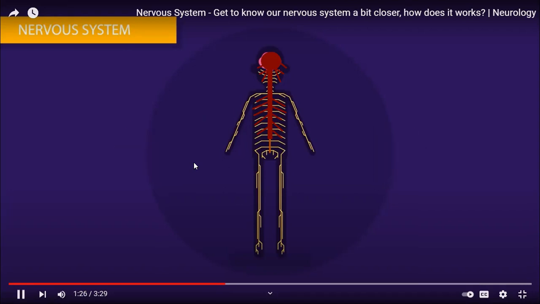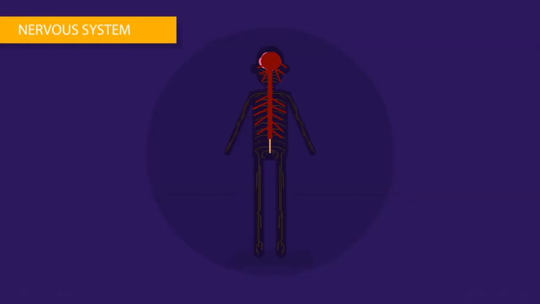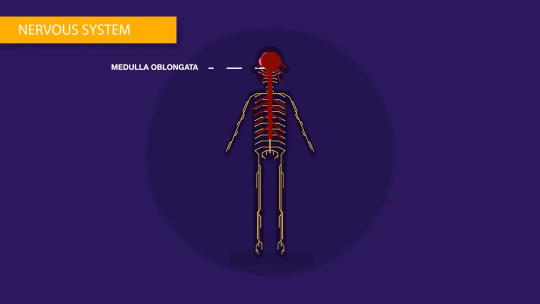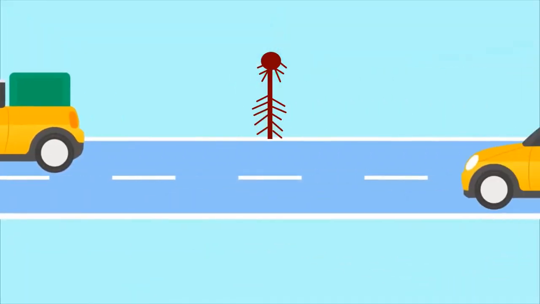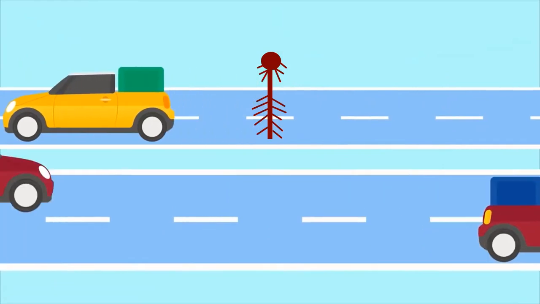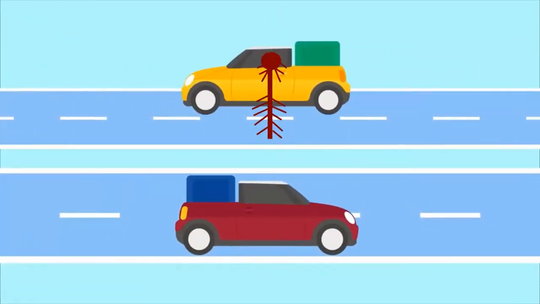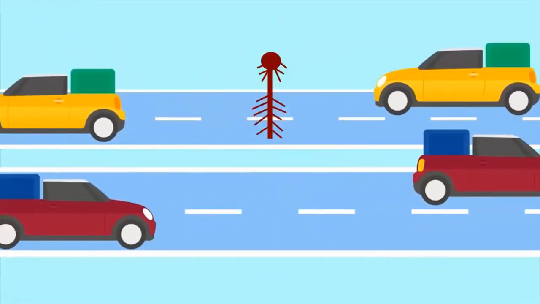The central nervous system comprises of the brain and spinal cord. The spinal cord is the bridge that connects the brain to peripheral nervous system. It starts from medulla oblongata and stretches to lumbar region of the spine or vertebral column. The peripheral nervous system is a network of nerves spread across our body. Think of peripheral nervous system as a network of highway that connects the body with central nervous system. This highway has 2-way traffic. Let's see how.